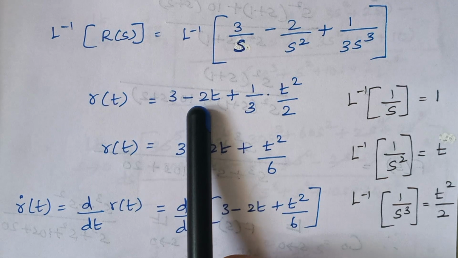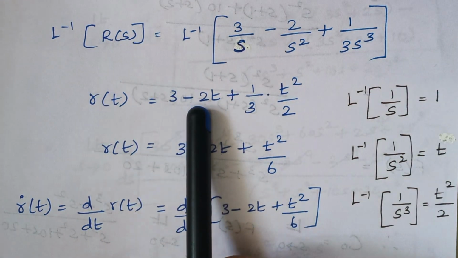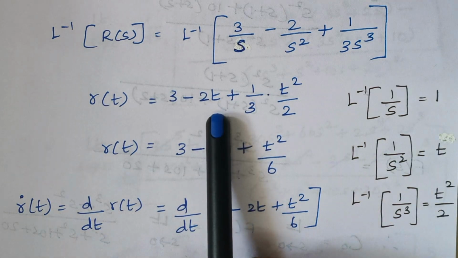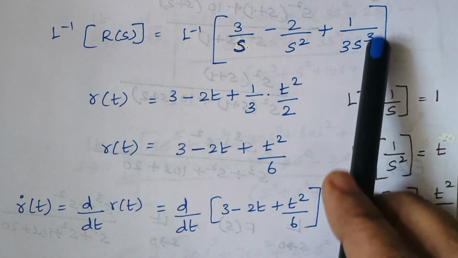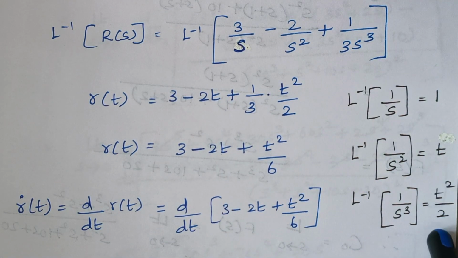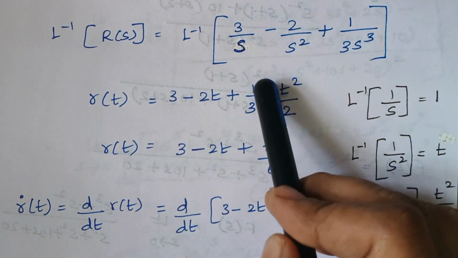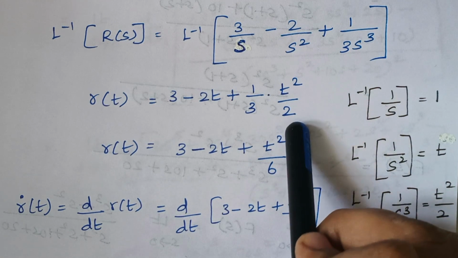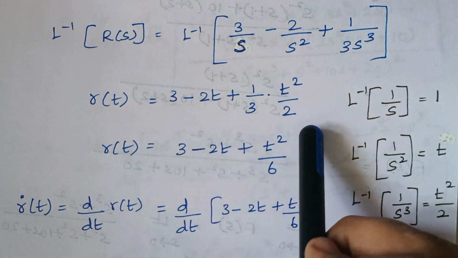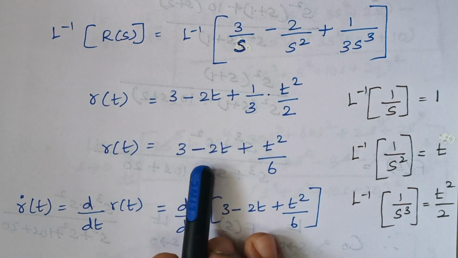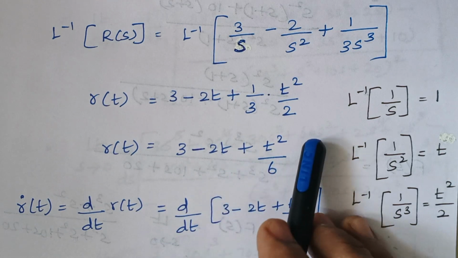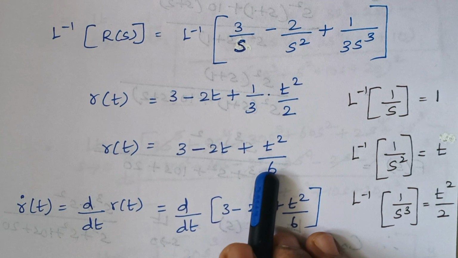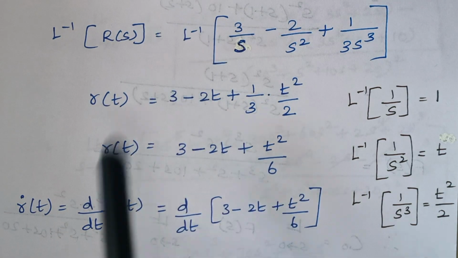Then what is the value of 1 by s square? When you take inverse Laplace of 1 by s square, which is nothing but t. So just substitute the value of t. And again for 1 by s cube, it is t square by 2. So keep this 1 by 3 as such here. Right. So when you simplify this, the final equation is 3 minus 2t plus t square by 6. Right. So finally we have found the value of r of t from the given r of s.